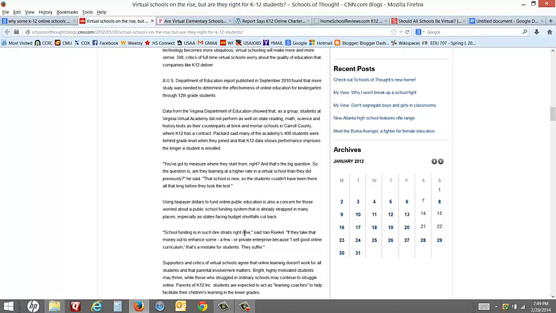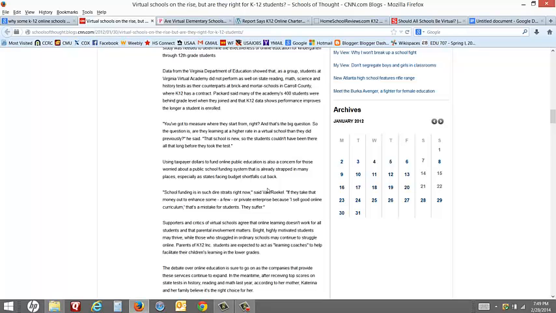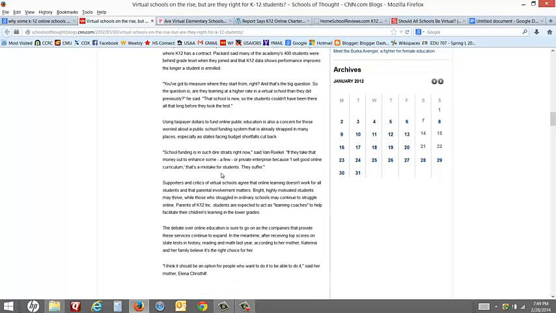Let me see. School funding is in dire straits. Okay, here we go. You've got to measure from the school. The school is new, so students are using tax dollars. There's another thing that they're facing: a budget shortfall.